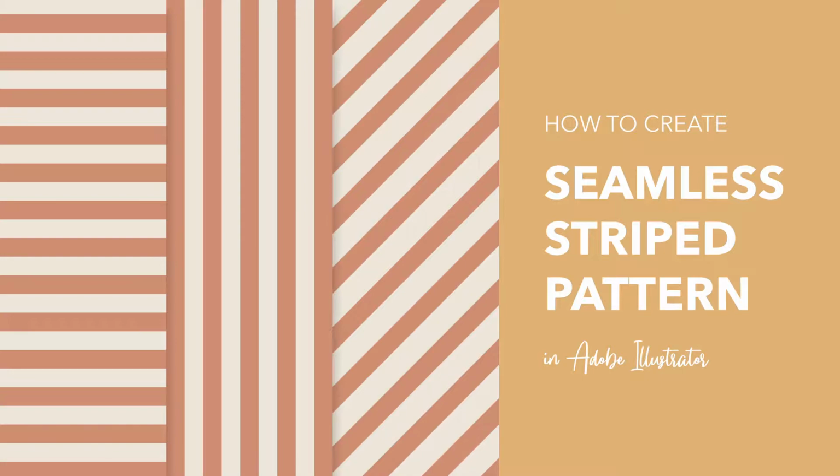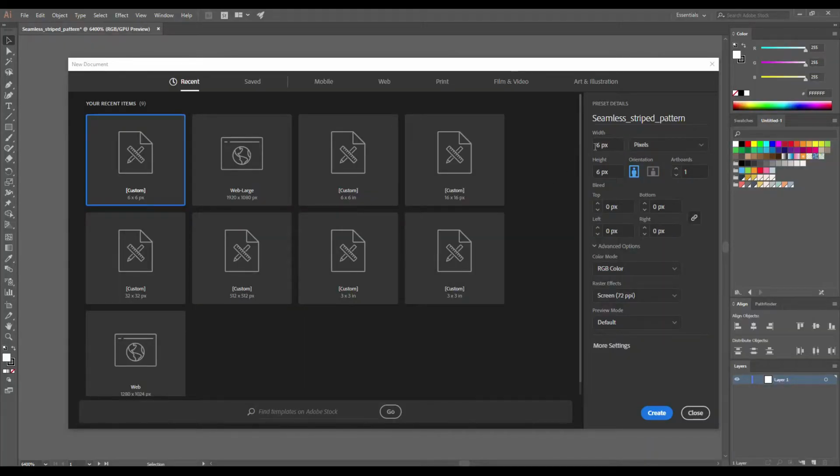In this tutorial I want to show you how to create striped patterns in Adobe Illustrator. Today we will create three different seamless patterns: a horizontal striped pattern, a vertical striped pattern and a diagonal striped pattern. Let's get started. Open Illustrator and create a new file.